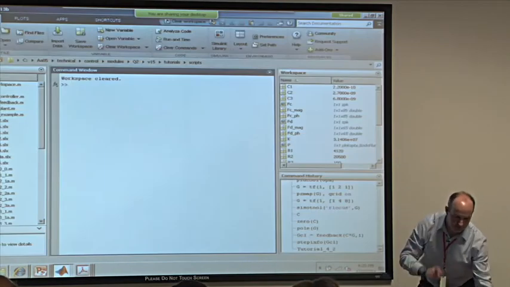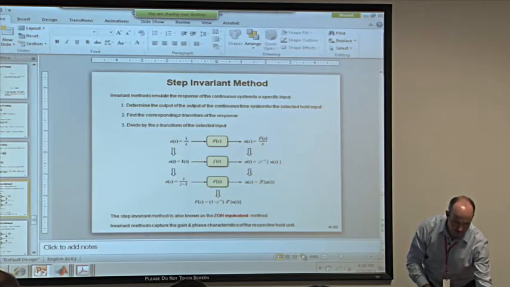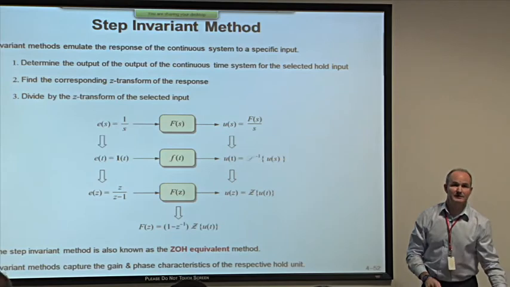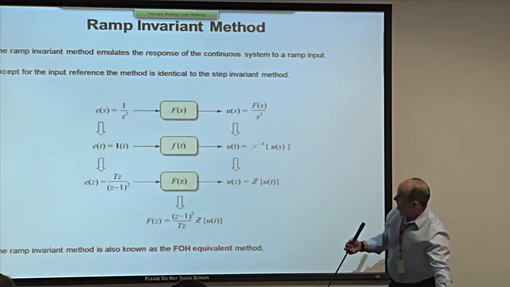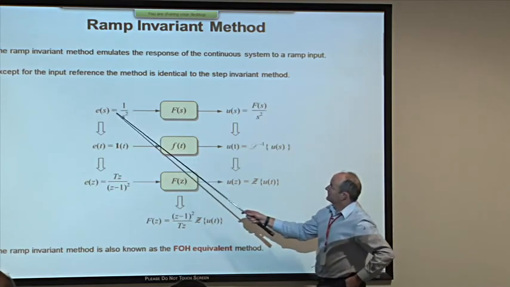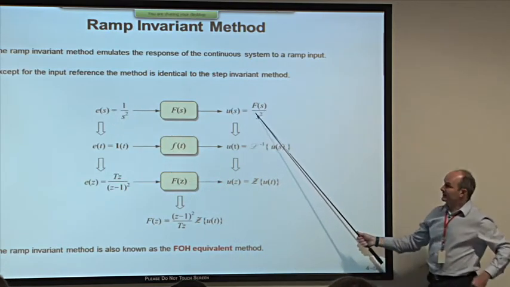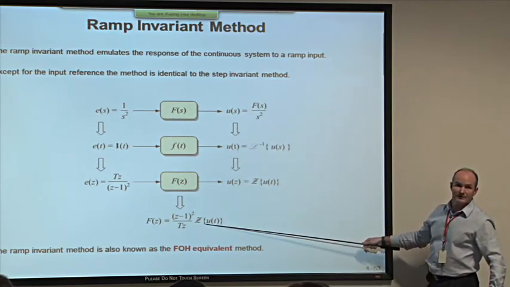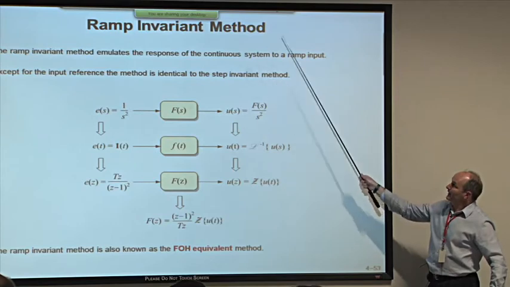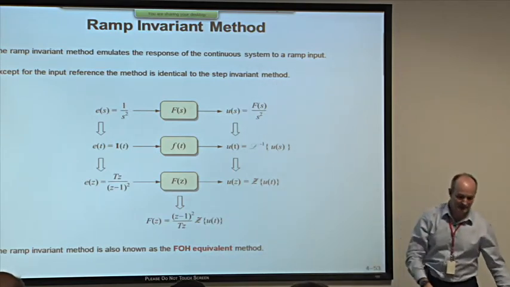There is one other technique which is important, and it's a variation on this one. It involves preserving the response of the system not to a unit step anymore, but to a ramp, a sudden change of velocity, if you like, 1 over s squared. We know what the output of our system would be, so we go through the same set of logic here, and we call this the ramp invariant method, or the first order hold equivalent method. Those two names are the same.